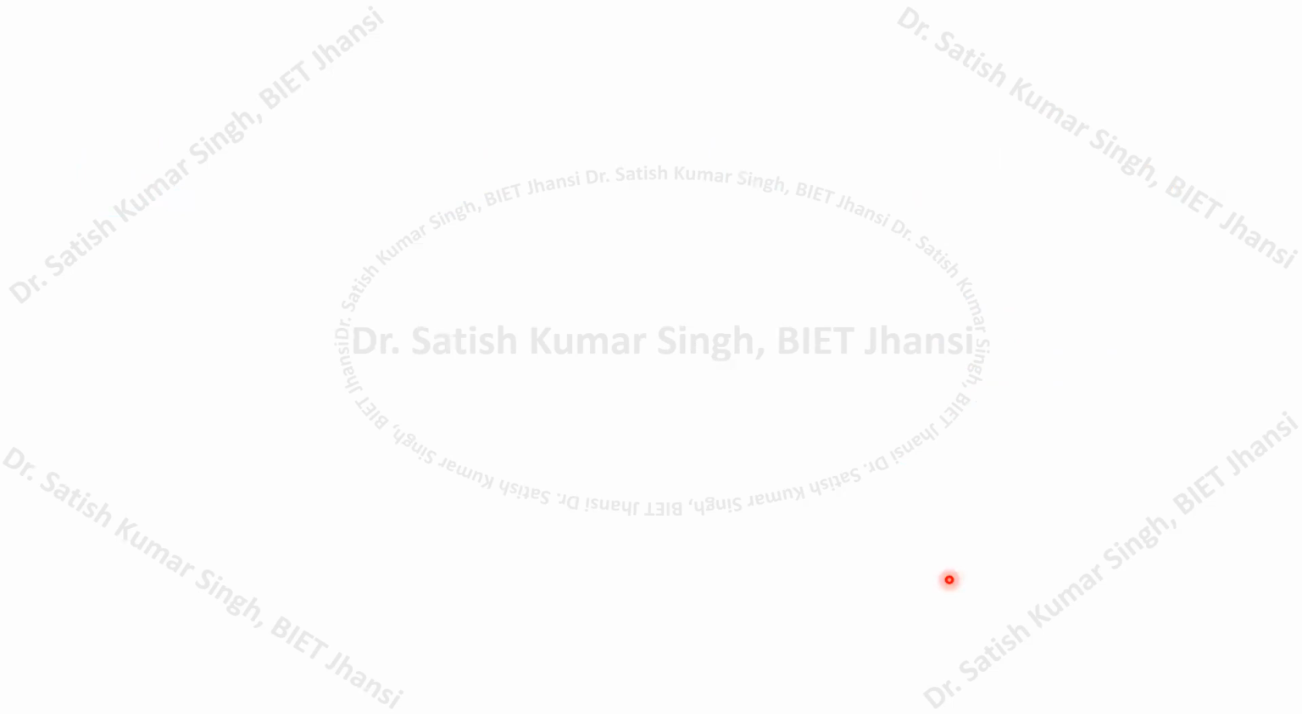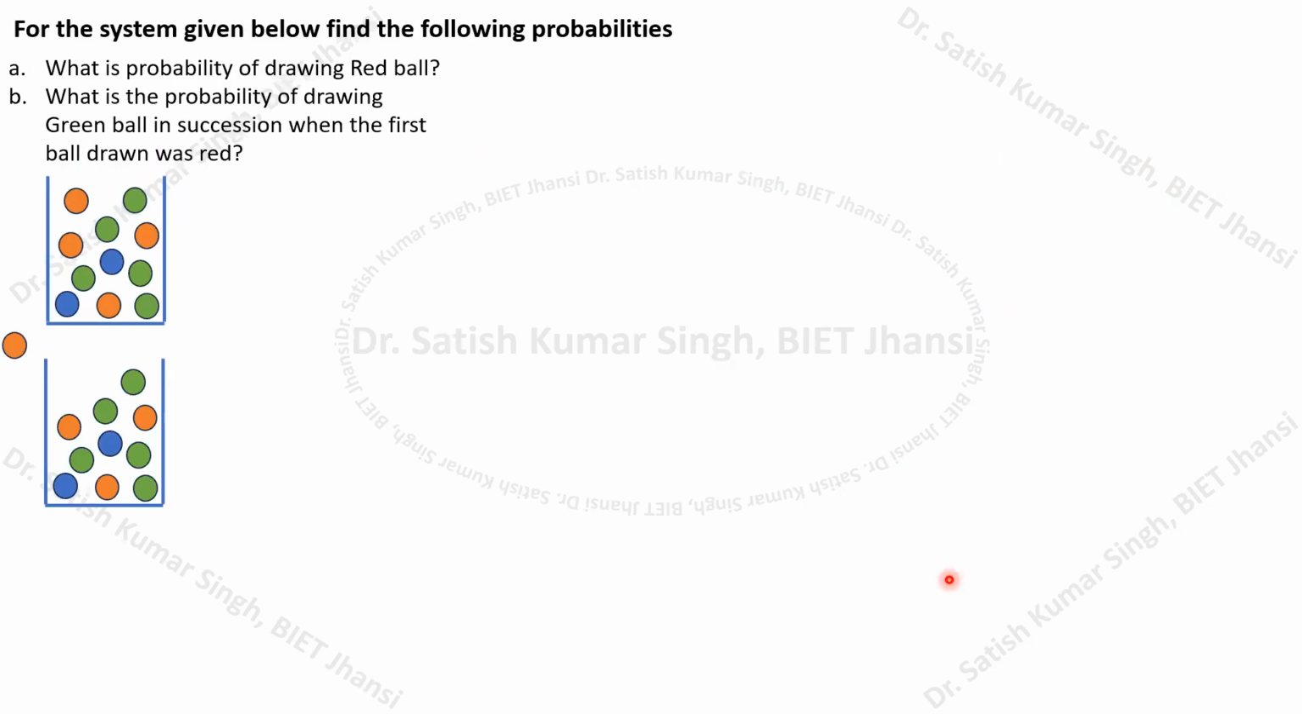Now again, see one more system. Here you try to understand this particular case, right? So that was our conditional probability, and now try to understand this particular problem. So what is this problem? Let's try to answer this question for this particular system. What is the probability of drawing a red ball for this particular system?